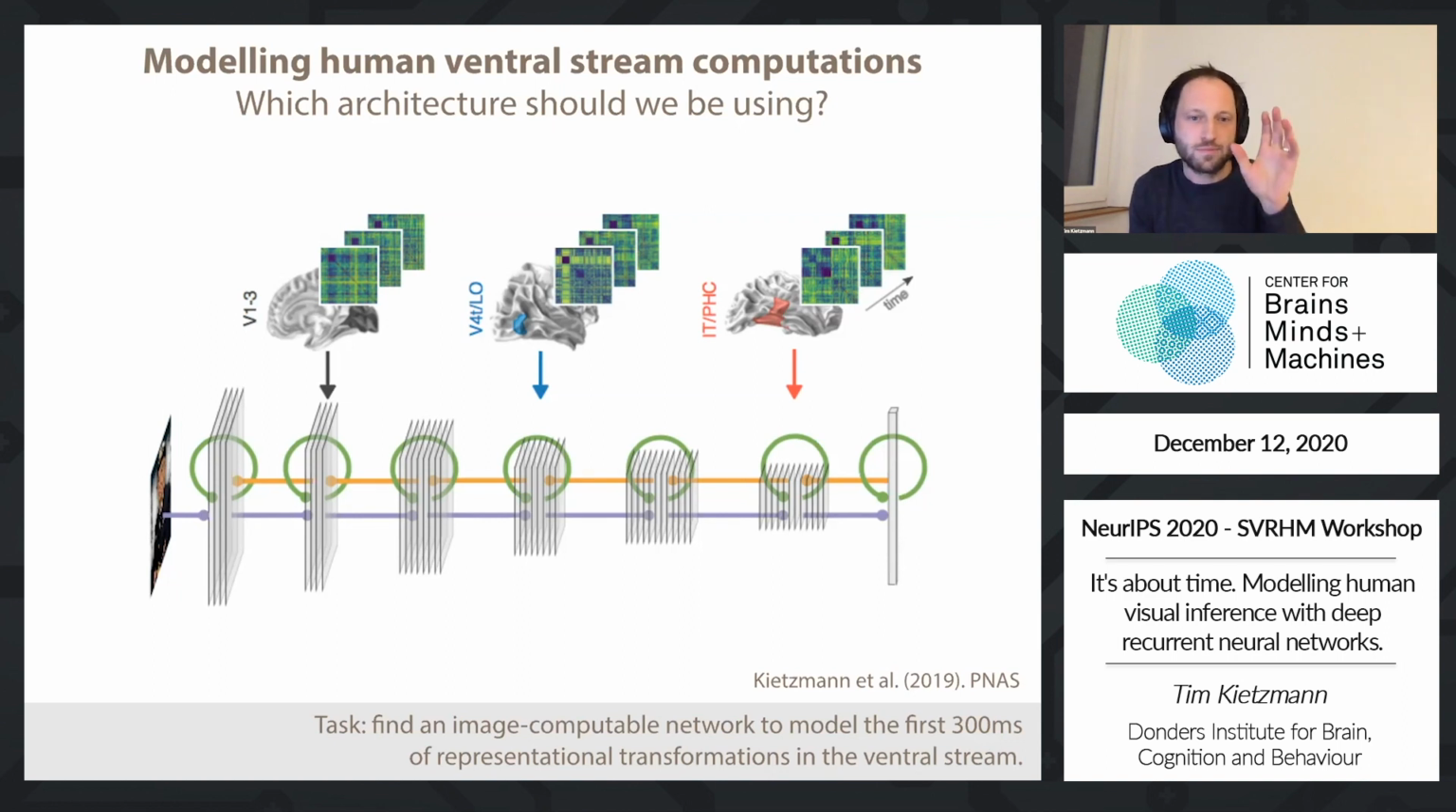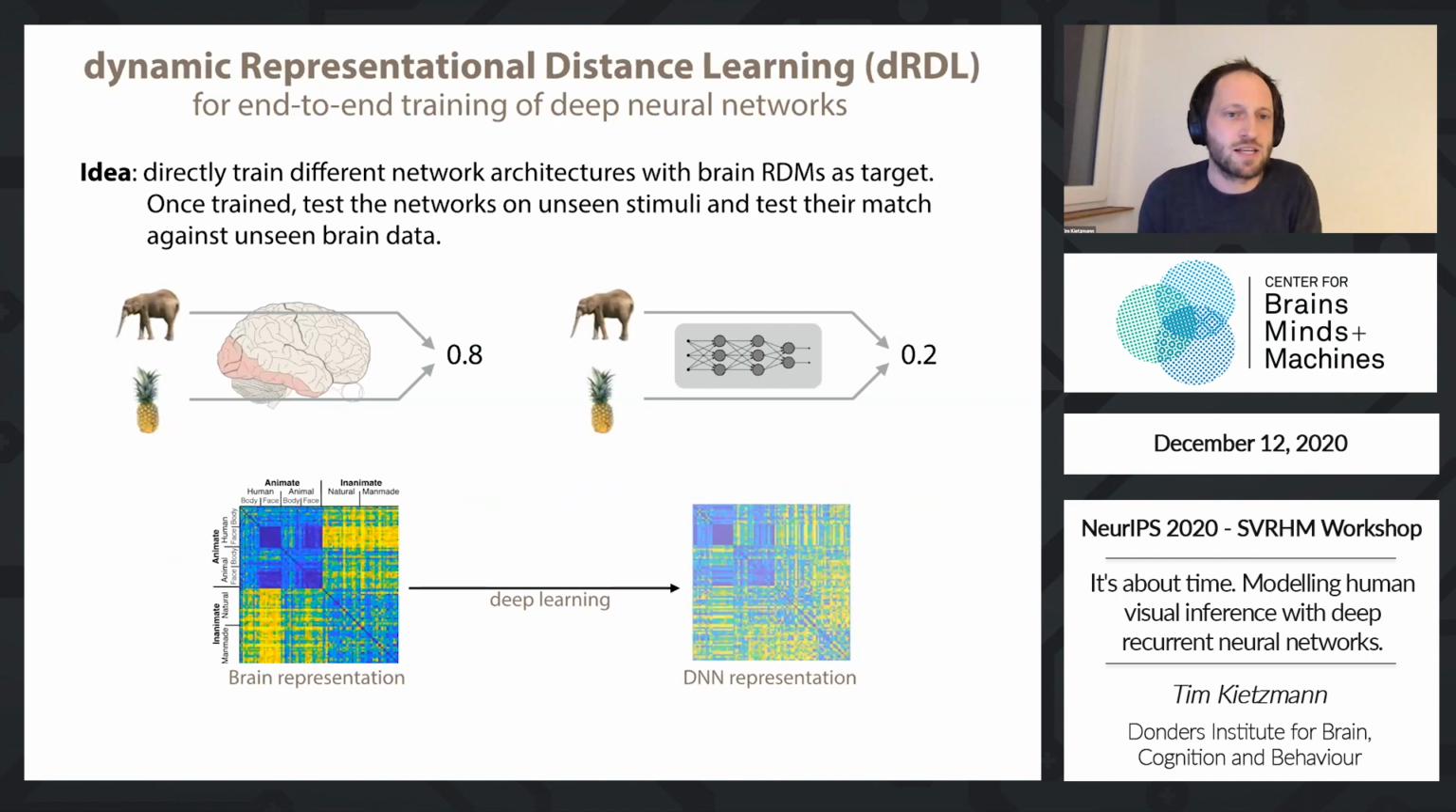So how do we try to enforce brain-like representations in deep nets? This is an extension to what's known as representational distance learning, which we call dynamic representational distance learning. And the idea is super simple. The idea is that you show objects to a brain and you extract, for a given region and a given point in time, the representational pattern. Let's say for seeing an elephant or a pineapple here to the left.